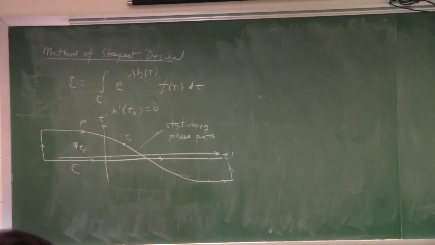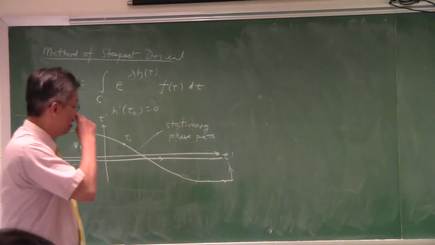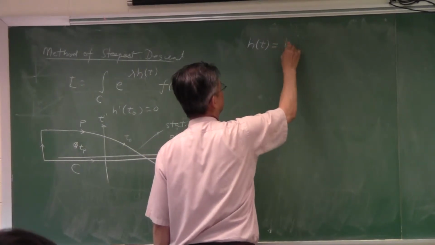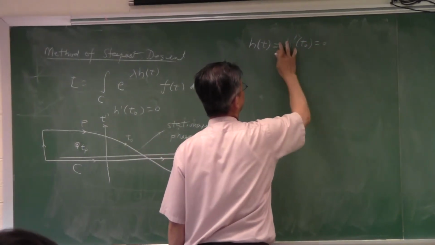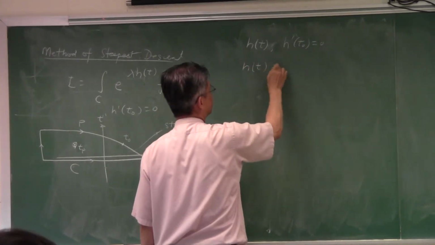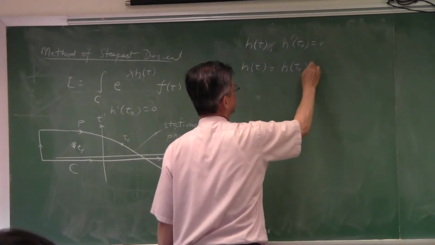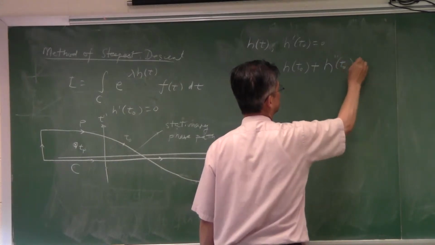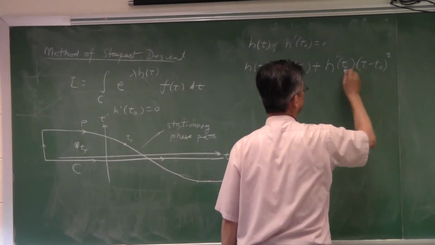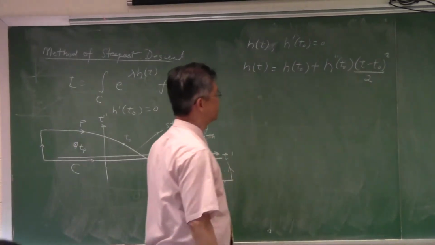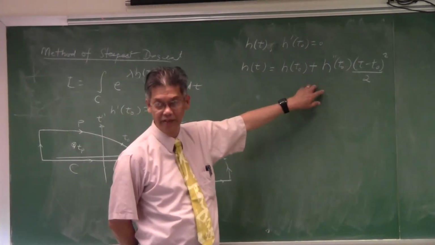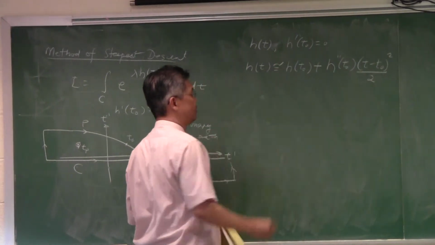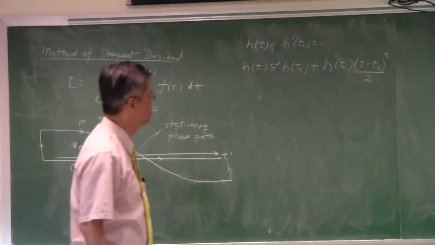Okay, so what is this stationary phase path? Well, if we have a function h of t naught with the property that h prime of t naught is equal to 0, then h of t can be approximated as h of t naught plus h double prime of t naught times (t minus t naught) squared over 2. Okay, this is just Taylor series expansion because the first derivative equals 0. If I approximate this function in the neighborhood of t naught, this is the approximation. What this says is that this is quadratic.